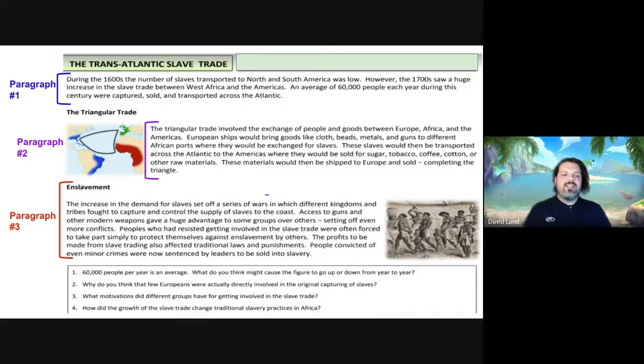Number 1, 60,000 people per year is an average. What do you think might cause the figure to go up year to year? Number 2, why do you think that few Europeans were actually directly involved in the original capturing of the slaves? Question number 3, what motivations did different groups have for getting involved in the slave trade? Question number 4, how did the growth of the slave trade change traditional slavery practices in Africa?